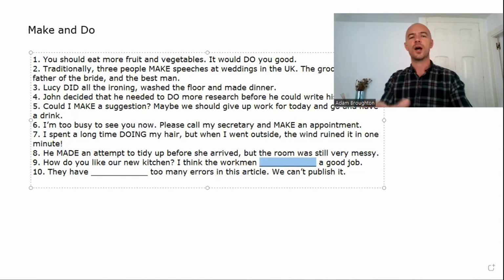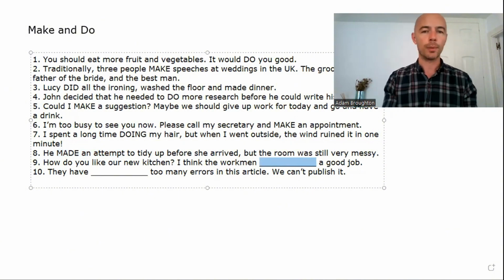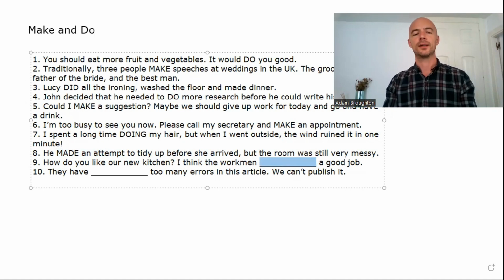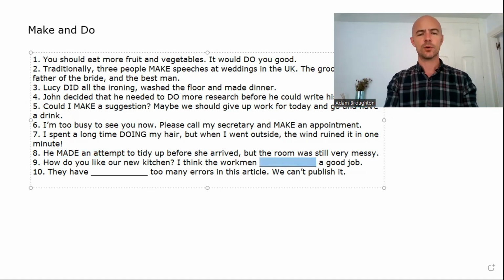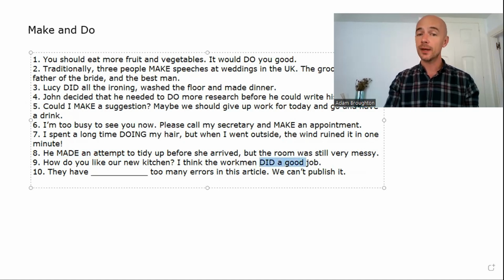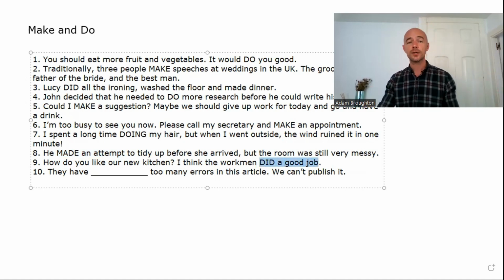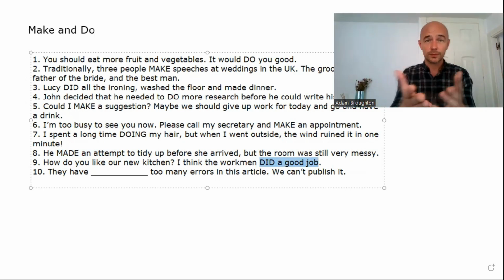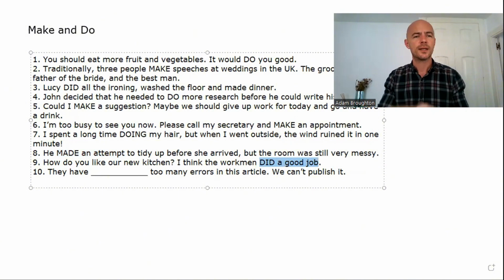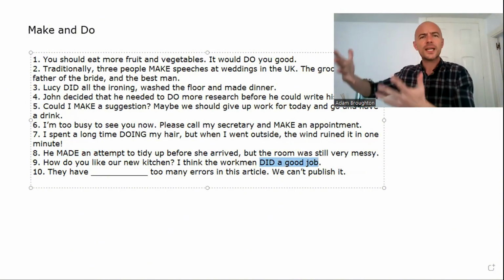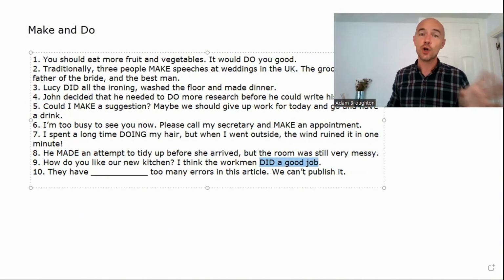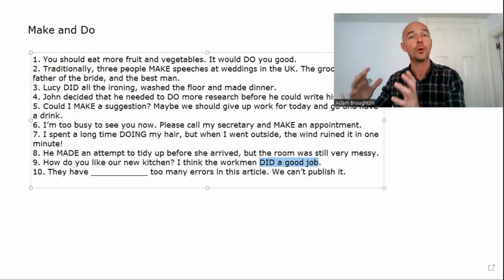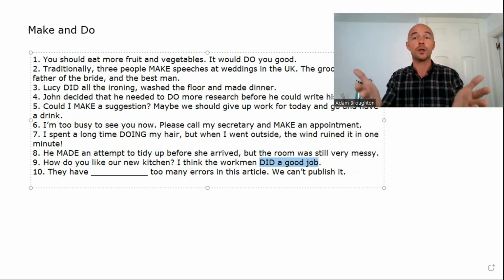"How do you like our new kitchen?" "I think the workmen ___ a good job." I think the workmen what? Did or made? What do you think it is? Well, it's did a good job. Now, maybe, again, you would consider this an exception, but it's not. I'll explain why. Sometimes when people get this incorrect and they put make, they say, yeah, but they made a kitchen. Yeah, but job and kitchen are two very different things. We're talking about the job, the work that they did, and that can only be with do.